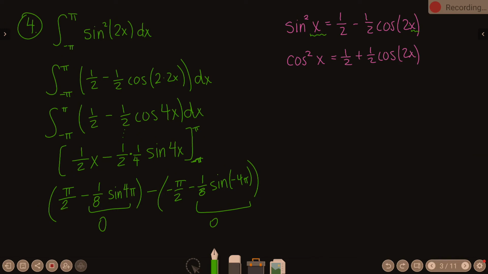So we really have pi over 2 minus negative pi over 2. What's 1/2 pi minus negative 1/2 pi? And that is pi.